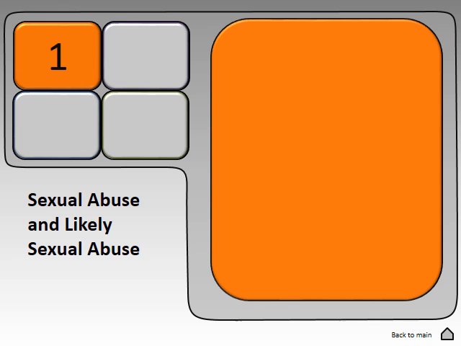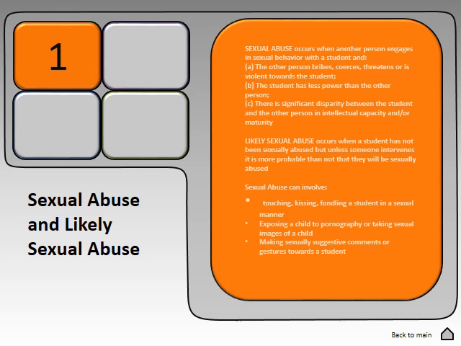Sexual abuse occurs when another person engages in sexual behaviour with a student and the other person bribes, coerces, threatens, or is violent towards a student. The student has less power than the other person, or there is significant disparity between the student and the other person in intellectual capacity and/or maturity. Likely sexual abuse occurs when a student has not been sexually abused, but unless someone intervenes, it is more probable than not that they will be sexually abused.